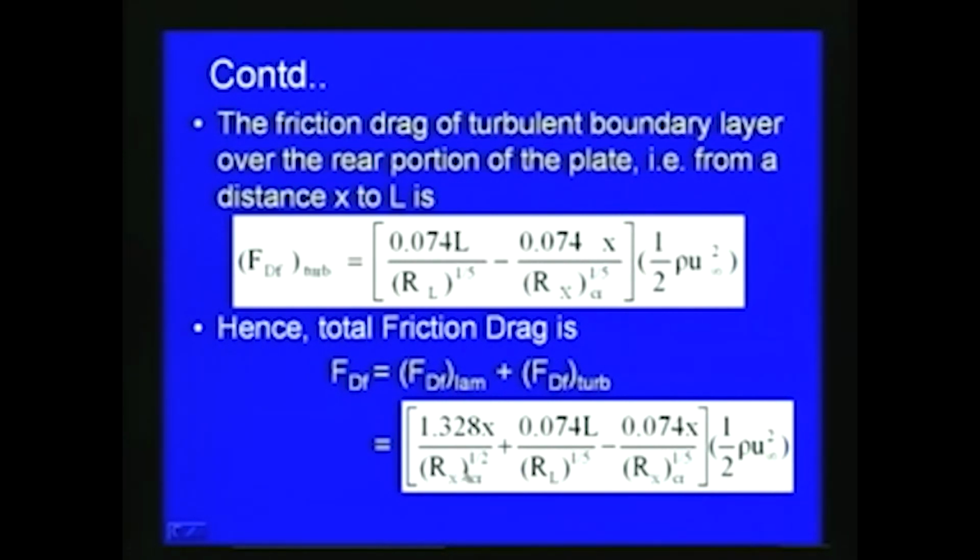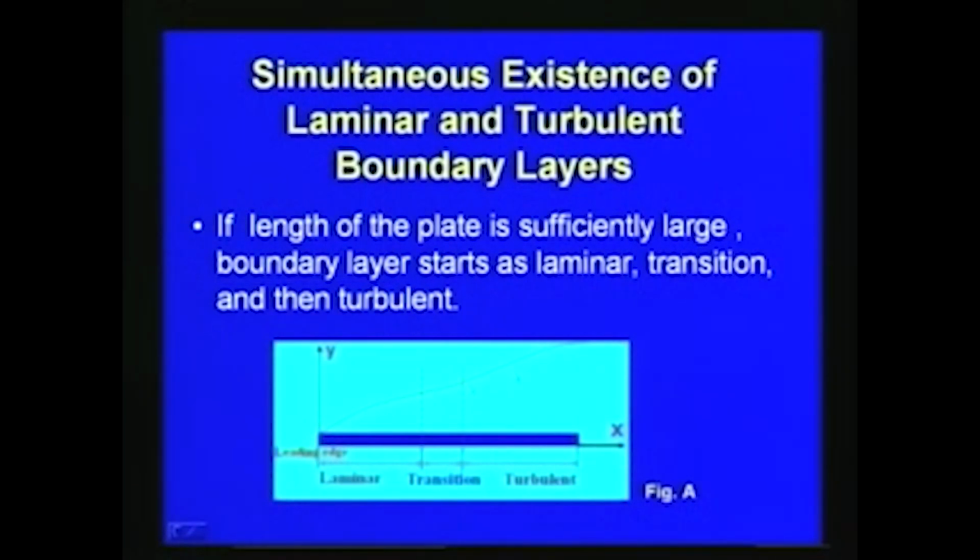So, with respect to Rx critical, this FDF laminar is equal to 1.328 into x divided by Rx critical to the power 1 by 2, plus this term 0.074 L divided by RL to the power 1 by 5 minus 0.074 into x divided by Rx critical to the power 1 by 5, into half rho u infinity square. So, this gives the total frictional drag for the simultaneous existence of laminar and turbulent boundary layer.